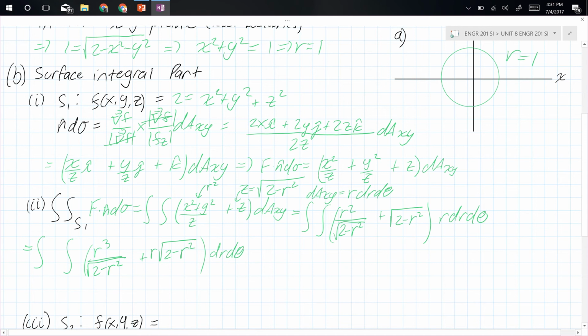To find the limits for our r, we go from the center of our circle out. We hit r equal to 0 and exit at r equal to 1. So go from 0 to 1. And for theta, look at the positive x-axis and go around the circle till we hit the same spot or exit. In this case, we'll go from 0 to 2 pi, which is a normal case.